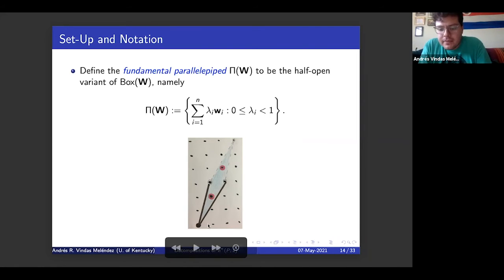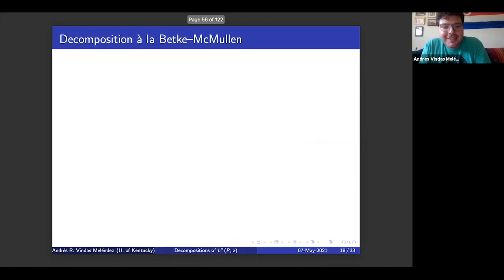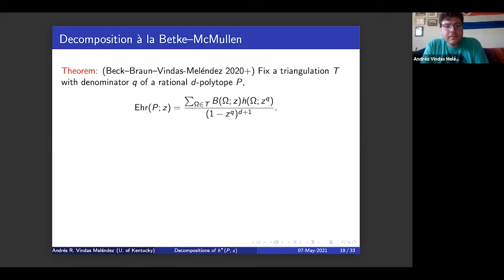Okay. Hopefully, I used to have a picture there, and for some reason I didn't put it in this time. Okay. So what is my decomposition?